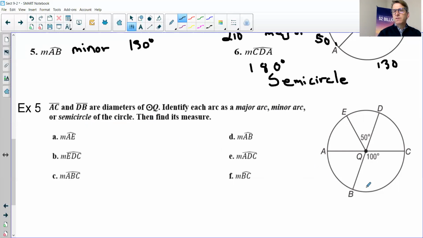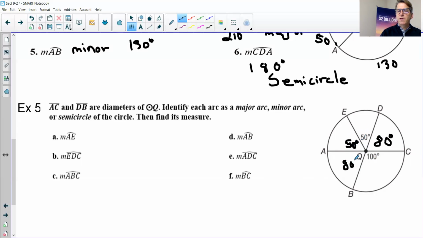Okay, so let's work through this. If this is 100 here, and we know that this is 50, that means that this is going to be 50. And you can see that because you've got your vertical angles here. So this 100 is equal to this 50 plus 50, okay? And if this is 50 and this is 50, we all know that this is going to be 80 because 100 plus the 80 is 180. And if that's 80, this is 80.